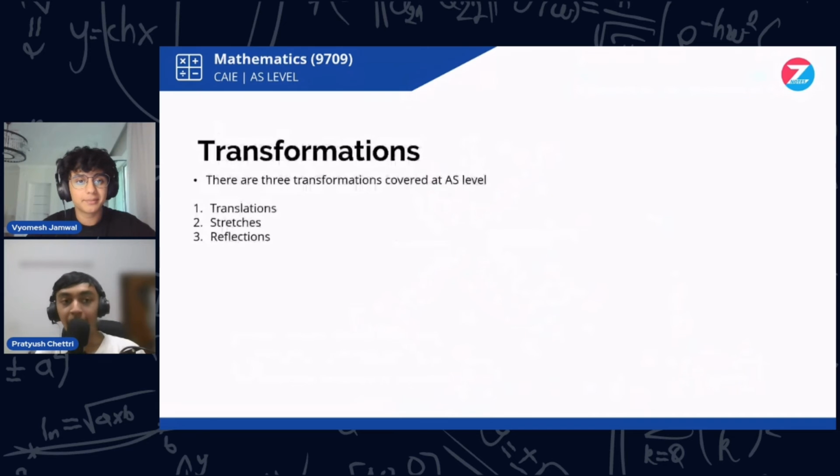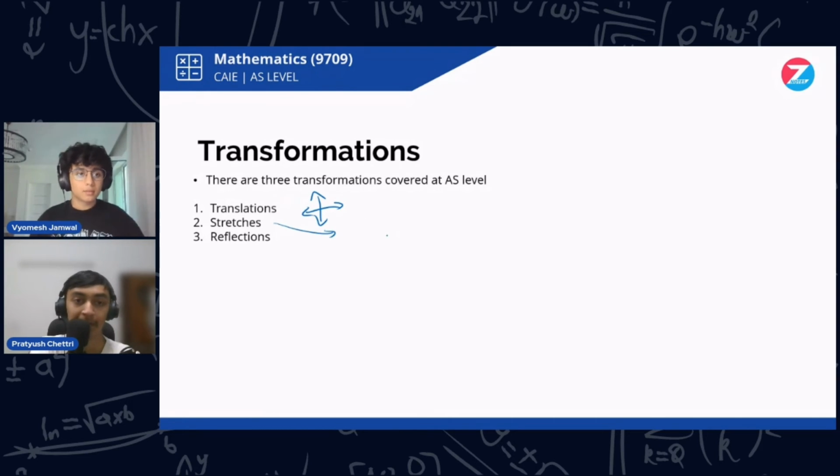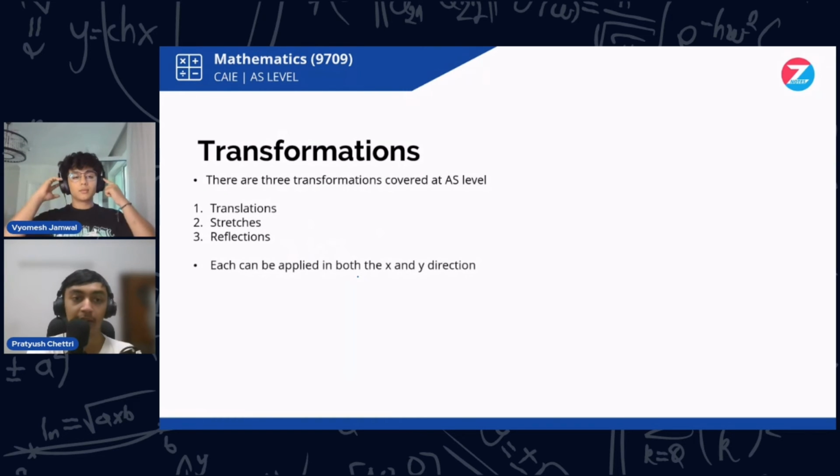Okay, now we're on to the next half of this, which is going to be transformations. There are 3 transformations that we cover at AS level. There are translations, which means moving stuff around. Stretches, which is like getting wide. And reflections, which is what we just looked at earlier. If we have a circle and reflect along this line, same distance. Each we learn how to apply separately in the x and y direction.